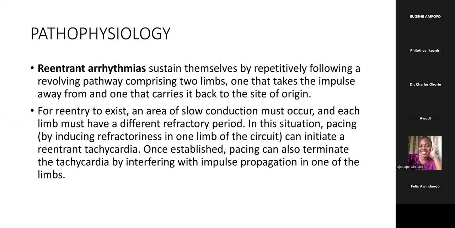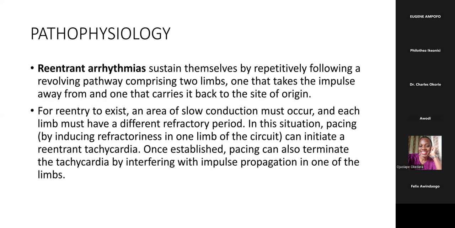Reentrant arrhythmias sustain themselves by continuously following a revolving pathway that comprises two limbs. One takes the impulse away from the heart, while the other takes it back to the origin. For that reentry to exist, an area of slow conduction must occur, and each limb must have a different refractory period. So when we go further to AVNRT and then AVRT, we'll see that we have either the slow or the fast pathway, and they have different refractory periods. Then continuation of the pathophysiology.